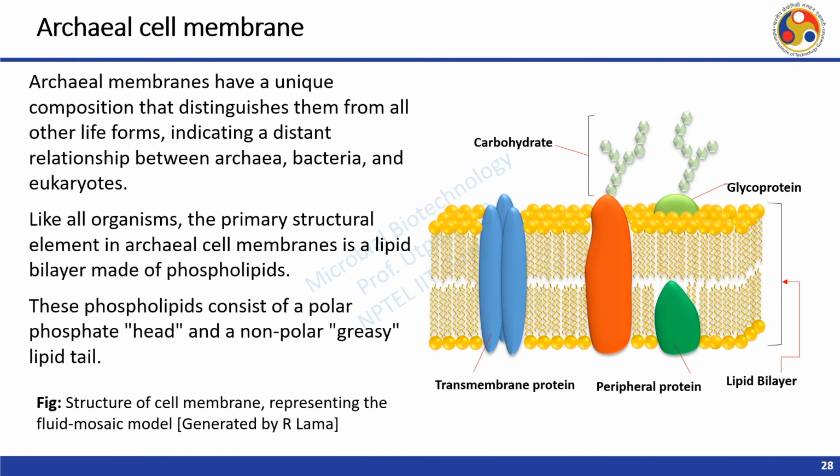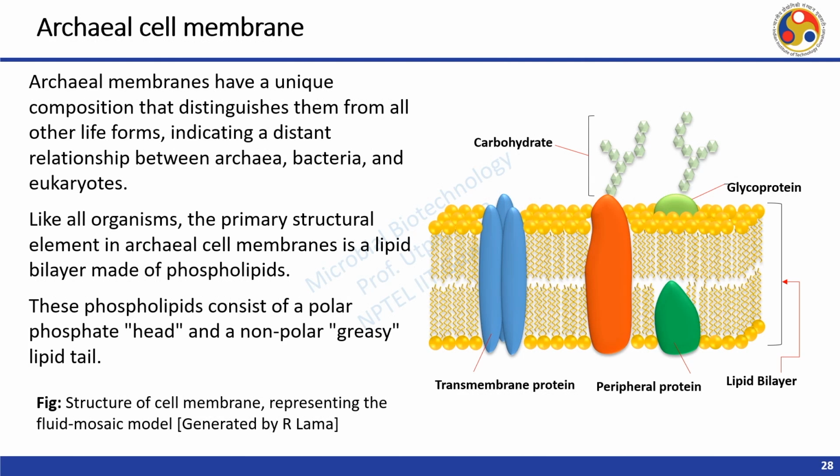The archaeal cell membrane. Archaeal membranes have a unique composition that distinguishes them from all other life forms, indicating a distinct relationship between archaea, bacteria and eukaryotes. So, here we can see a glycoprotein and some carbohydrate chains. Then there is a peripheral protein and a transmembrane protein. All these are embedded in the lipid bilayer on either side.